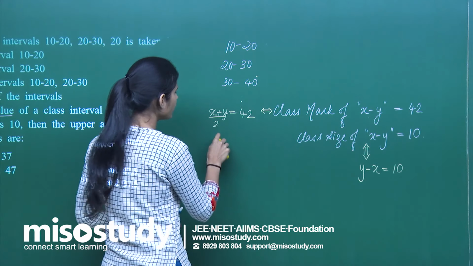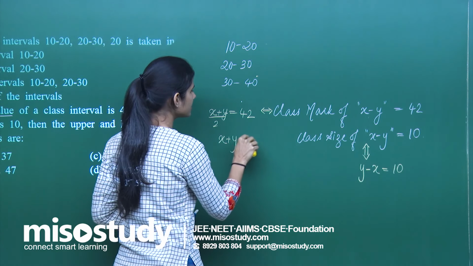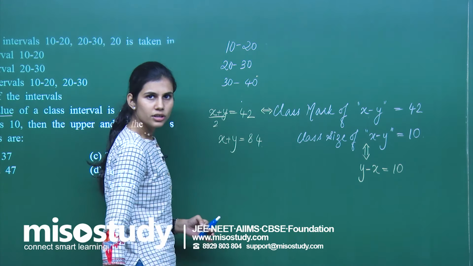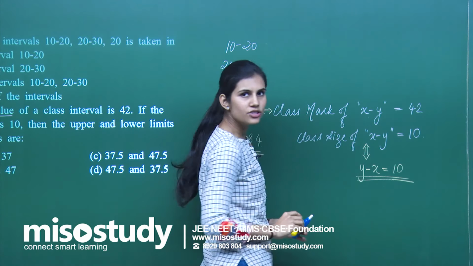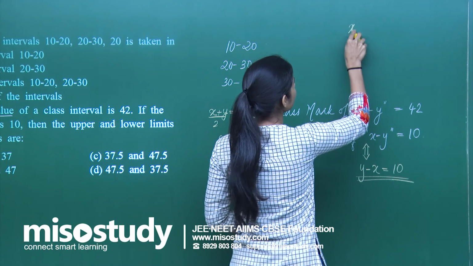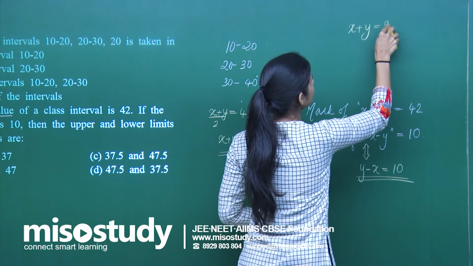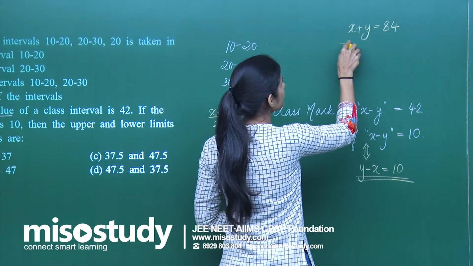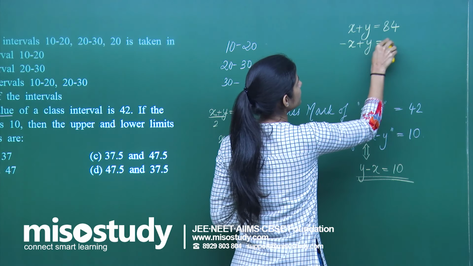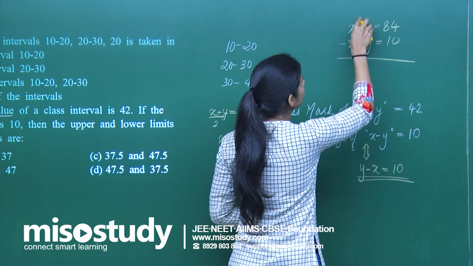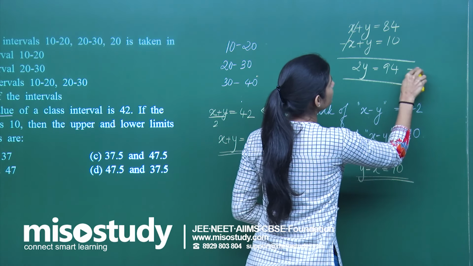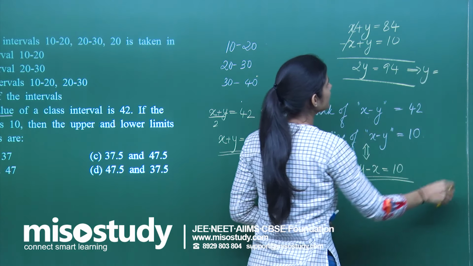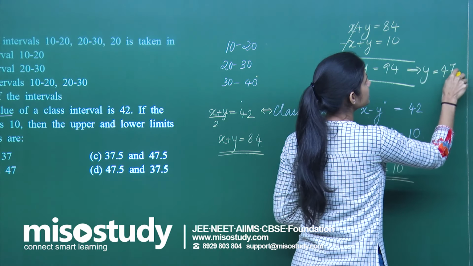If x plus y is 42, that means x plus y is 84. So you have x plus y is 84, y minus x is 10. Just solve these two equations. You have x plus y is 84 and minus x plus y, or y minus x is 10. When you add, you get 2y equals 94, which implies y equals 94 upon 2, that is 47.